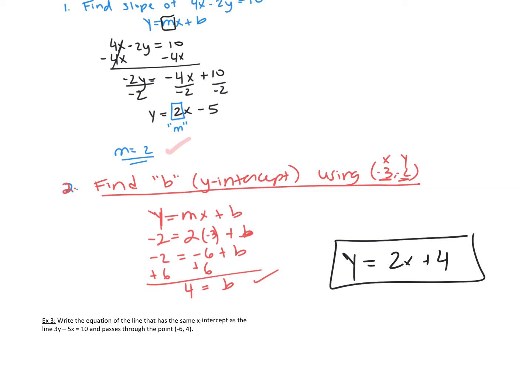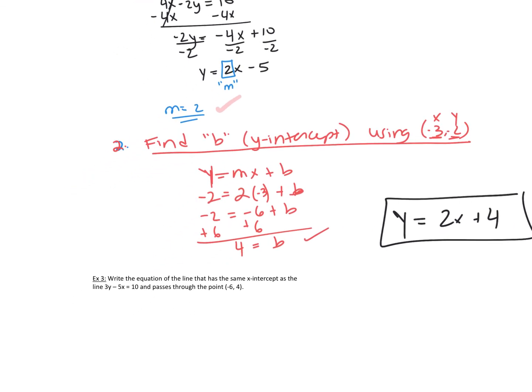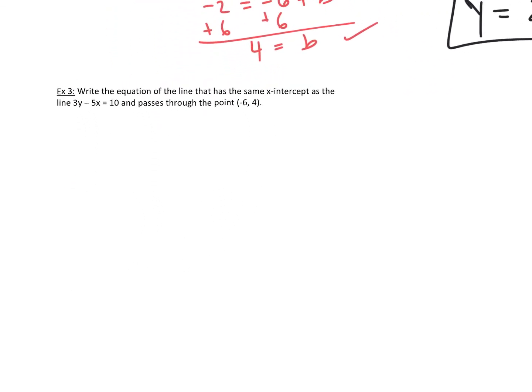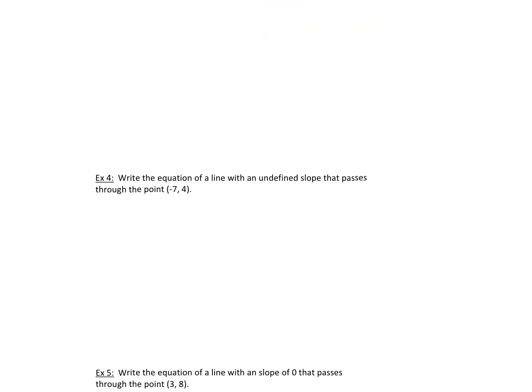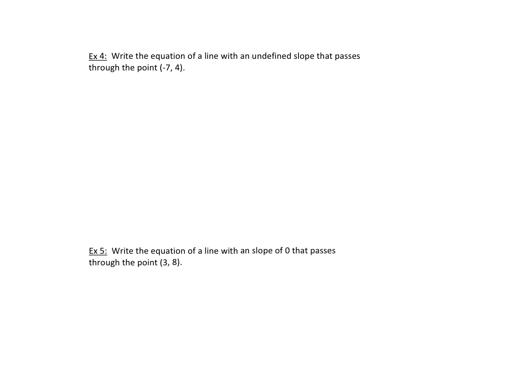All right, let's take a look at, actually we're going to skip over example 3. We are not going to look at example 3. Okay, and we're going to go to example 4, which says write the equation of a line with an undefined slope that passes through the point -7, 4.